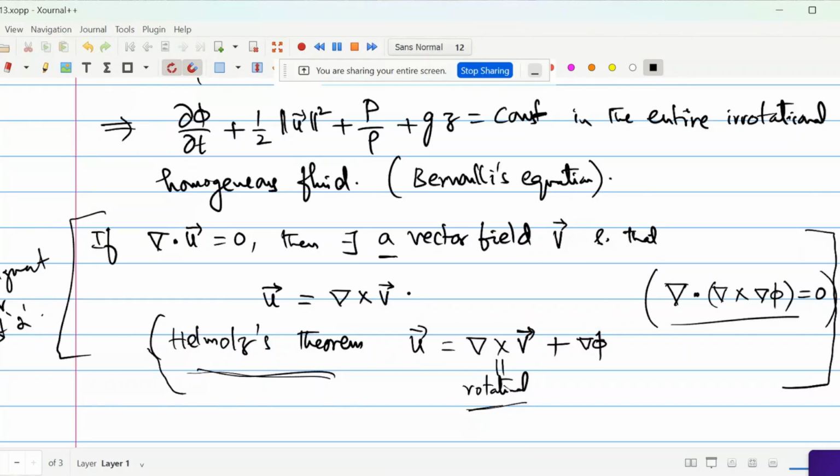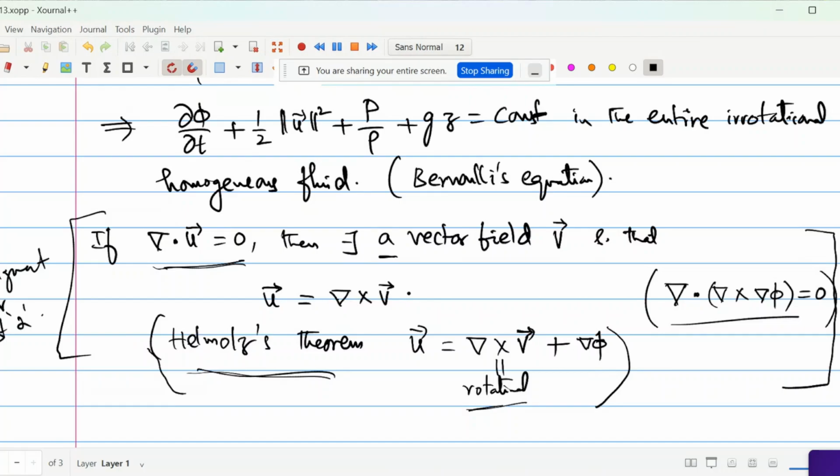This is basically your Helmholtz theorem. The Helmholtz theorem tells you that I can decompose a field into the curl of some vector field plus the gradient of some scalar field. This you can always do. Now look at the incompressible flow that you have. So del dot u equal to 0 is given. This implies there exists a vector field V, ignoring the gradient of phi here, such that u equal to del cross V.